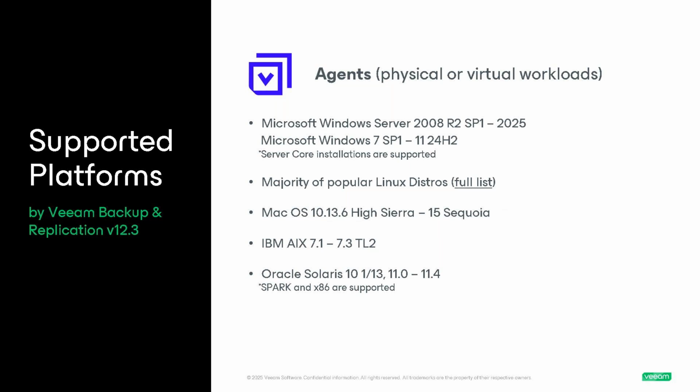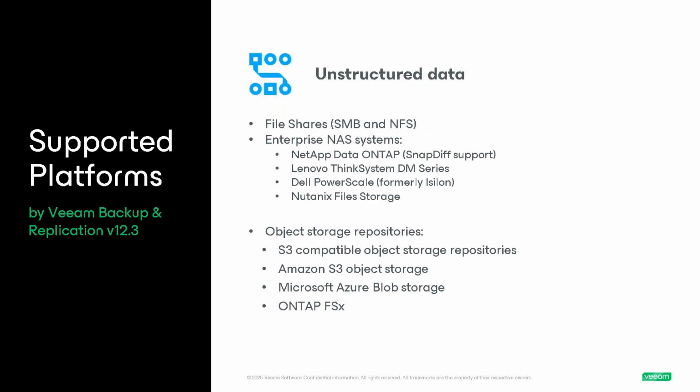Also, macOS 10.13.6 High Sierra through 15 Sequoia. You can use the macOS agent to protect. IBM AIX 7.1 through 7.3, and Oracle Solaris, various versions there. SPARC and x86 are supported in that context. Another type of source object you can protect with Veeam would be unstructured data, which is the category for it. There are different types of that.